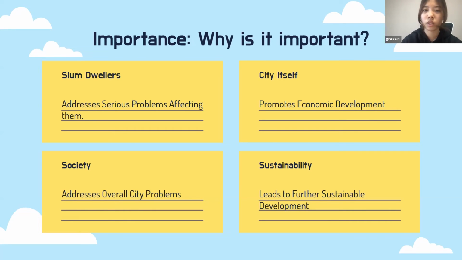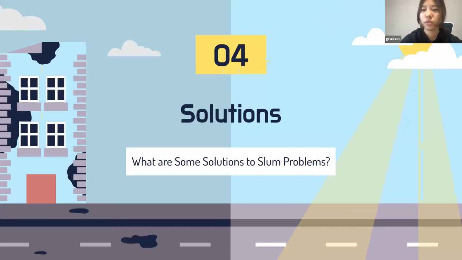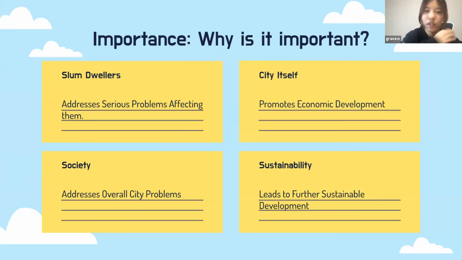Tackling the problems of slums can help to address overall society problems, like environmental degradation. It improves the quality of life in the upgraded communities and a city as a whole by giving citizens more citizenship, political voice, and more. By improving the society as a whole, it will lead to further sustainable development.